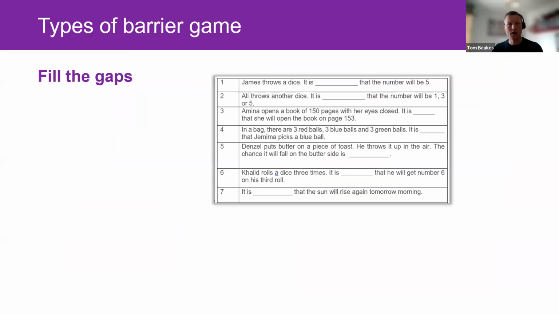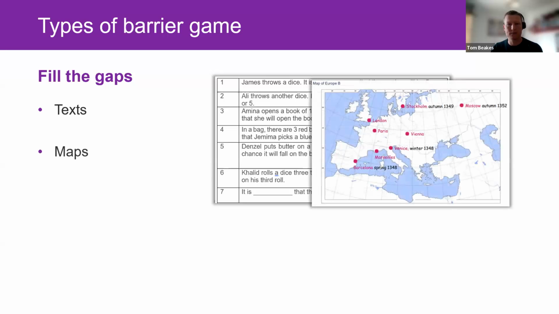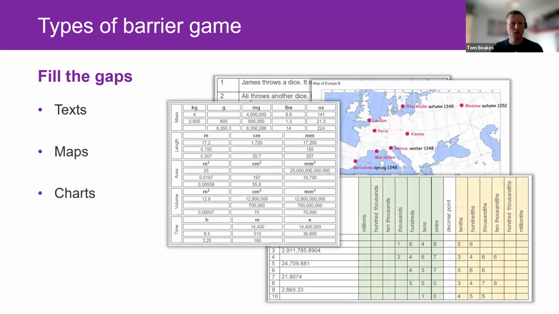Okay, so perhaps the most common or widely known barrier game are the fill the gaps type barrier games. This is where each partner has a different text with gaps. Now these gaps could be in texts, like on the screen now, but they could also be maps or charts, diagrams, timelines, essentially anything where there are words or numbers providing information.